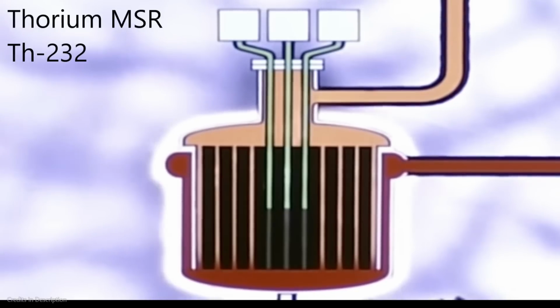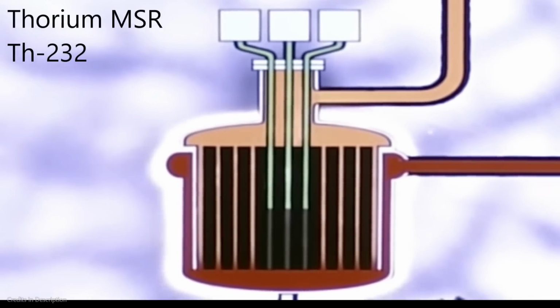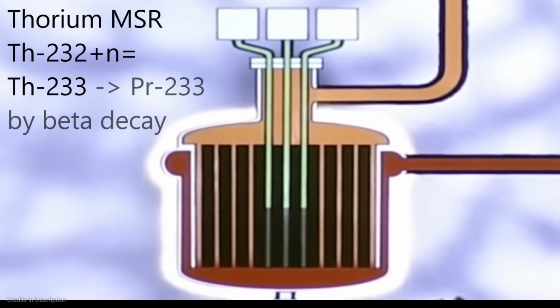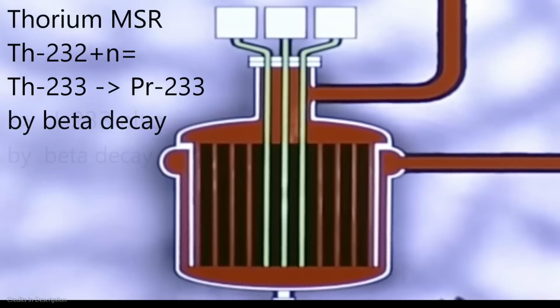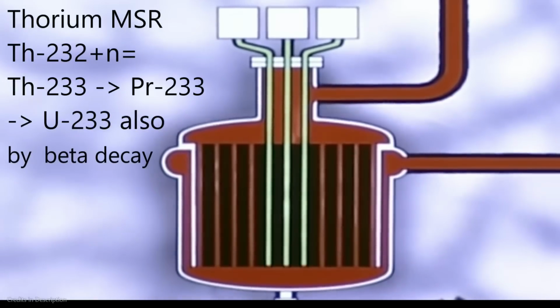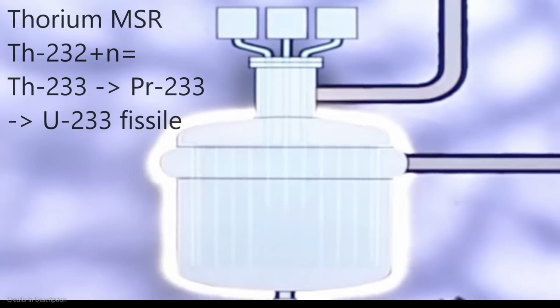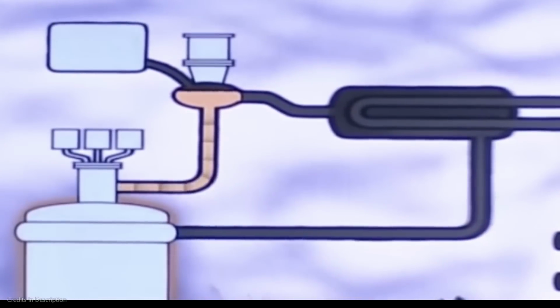Inside the reactor, thorium-232 absorbs a neutron to transform into thorium-233, which decays to protactinium-233, and then further decays to uranium-233, which is a fissile isotope, meaning it can undergo nuclear fission, producing energy and additional neutrons.